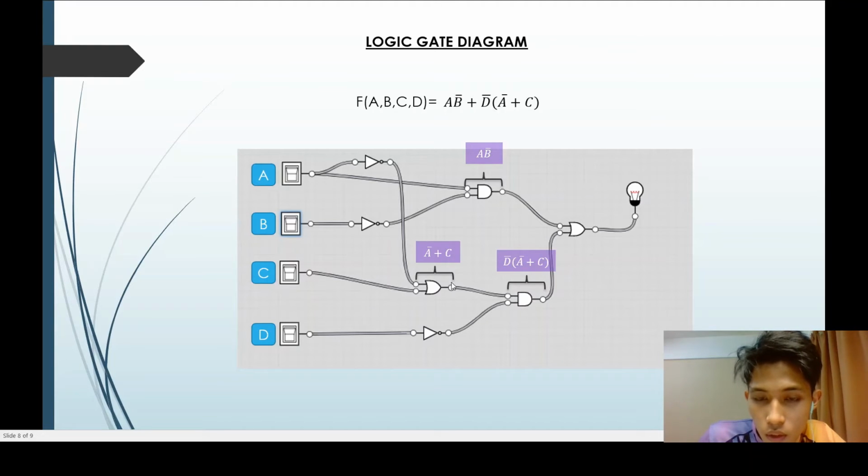So this one is just connected to this one, because this is D bar times this bracket. So this bracket comes from this logic. So it's like this. And then the last one, the last function. We can see here there are two brackets: the first bracket is A B bar, plus, here is plus, and the other bracket is D bar times the bracket like this one.